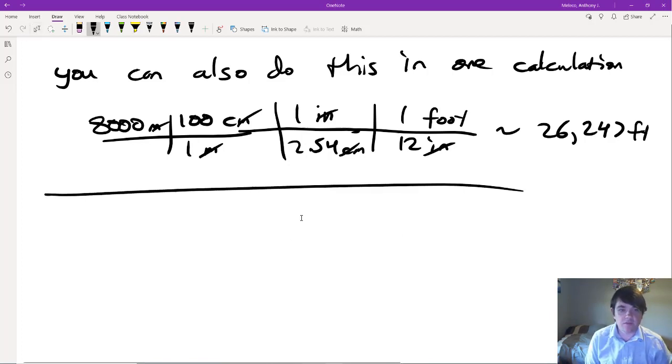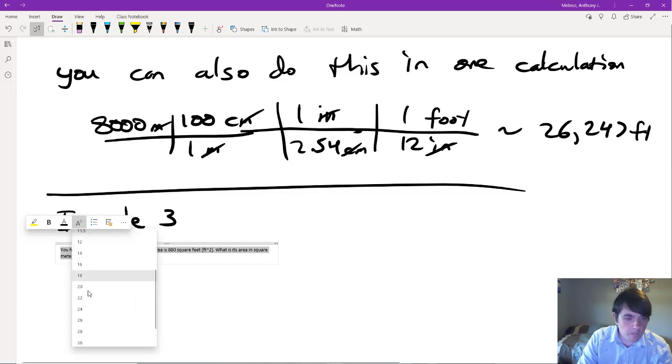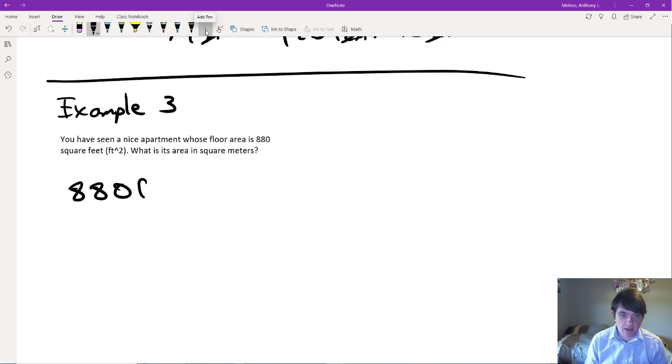Okay, so next up on the list, example 3. We're still working with units in this particular type of example, but what we're worried about here is how you convert squared units. So you have seen a nice apartment whose floor area is 880 square feet. What is its area in square meters? So we need to convert 880 feet squared into meters squared.